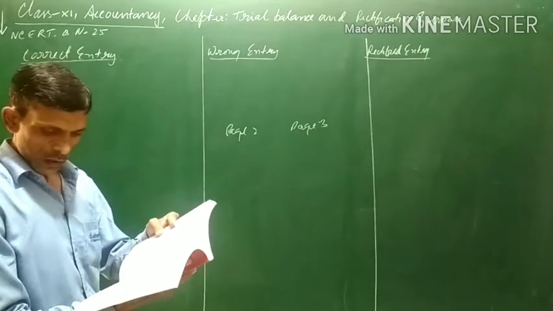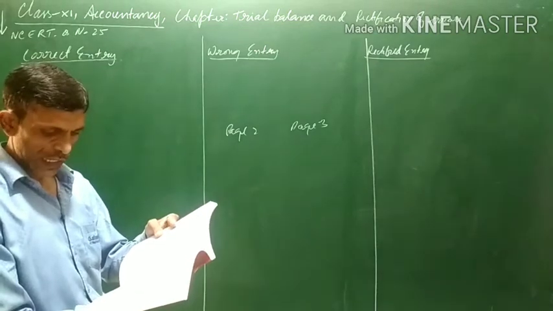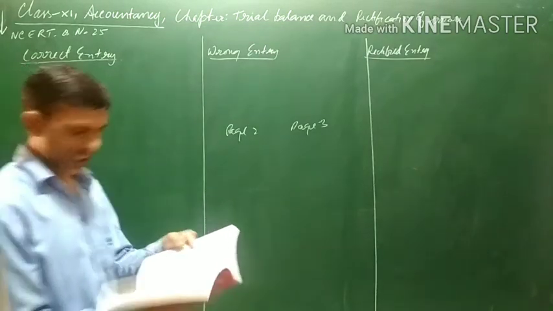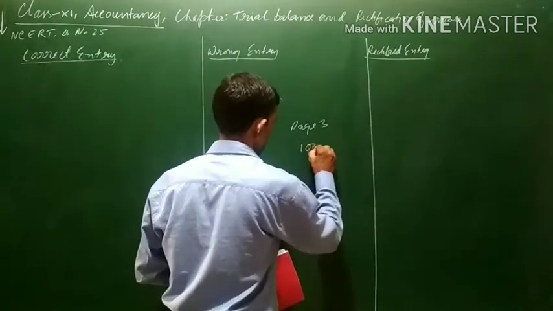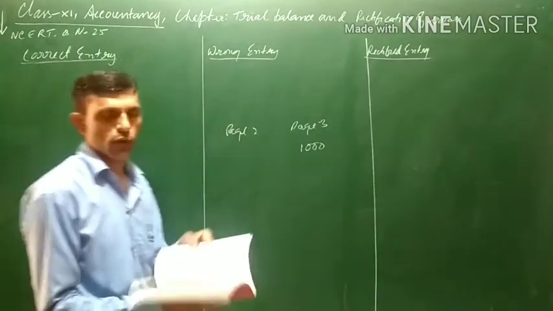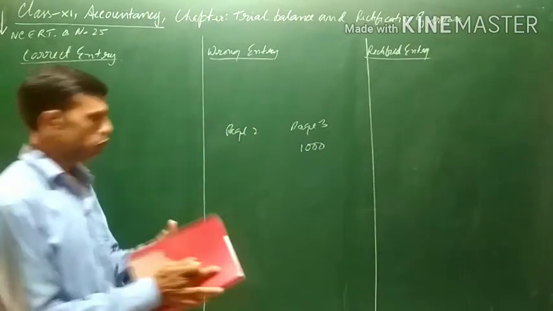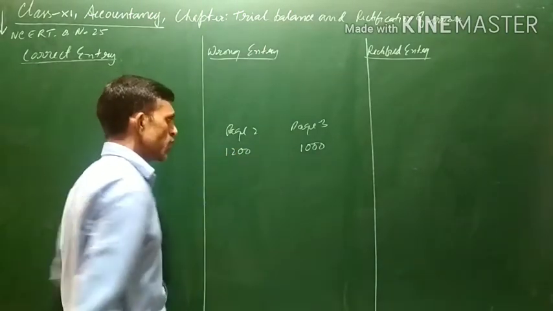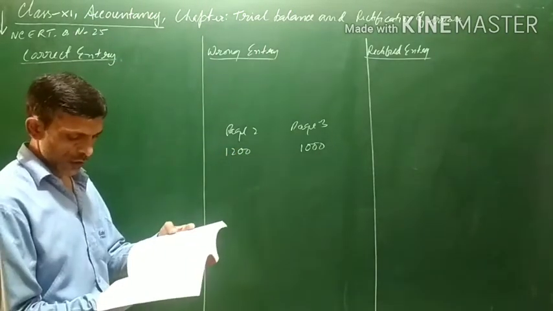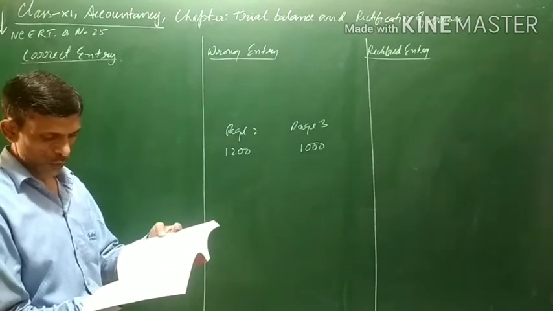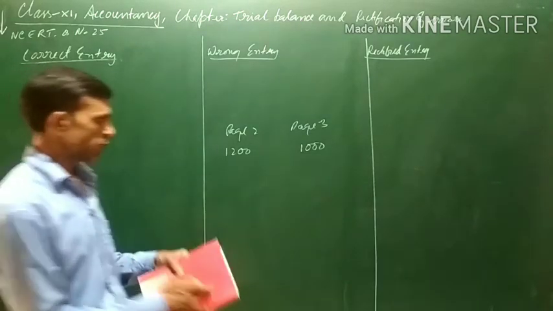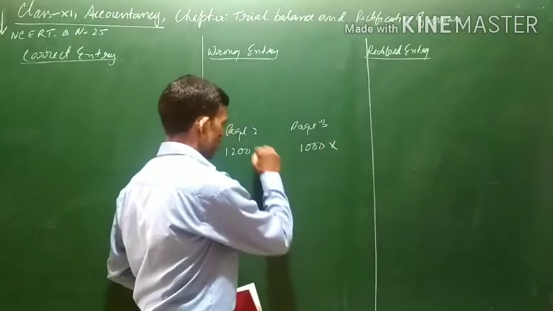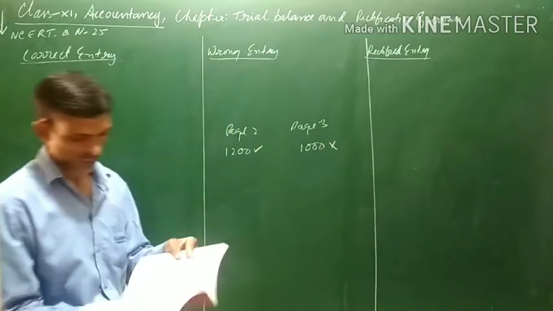Now, total of page 2 was carried forward to page number 3 as 1000. In page number 3, it was carried forward as 1000 instead of 1200. In page number 2, it was 1200, but it was wrongly carried forward to page number 3 as 1000. This is wrong actually, and this is the correct one.